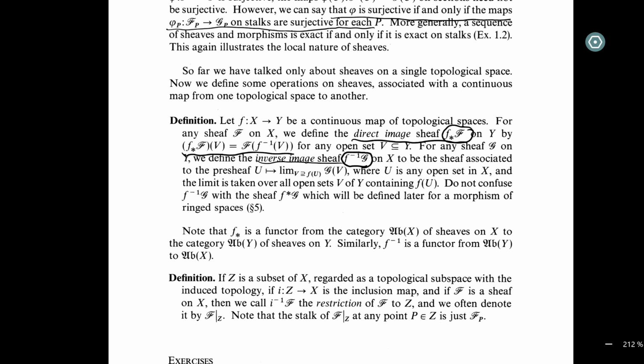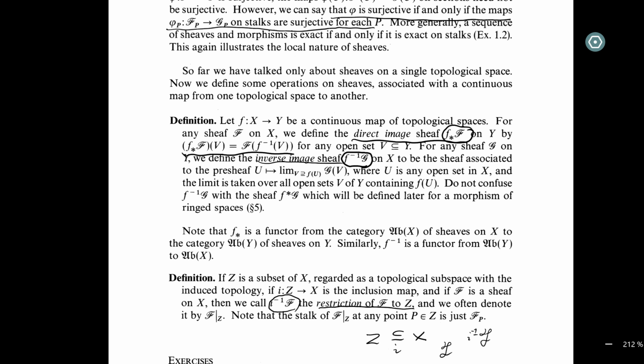Yes, f star is just a functor from the category of sheaves on X to the category of sheaves on Y. f inverse is a functor from the category of sheaves on Y to the category of sheaves on X. If Z is a subset of X regarded as a topological subspace with the induced topology, and i from Z to X is the inclusion map, and if F is a sheaf on X, we call this inverse image the restriction of F to Z.